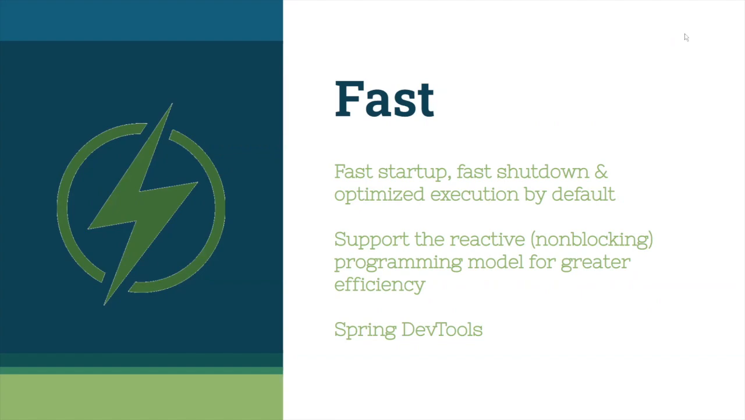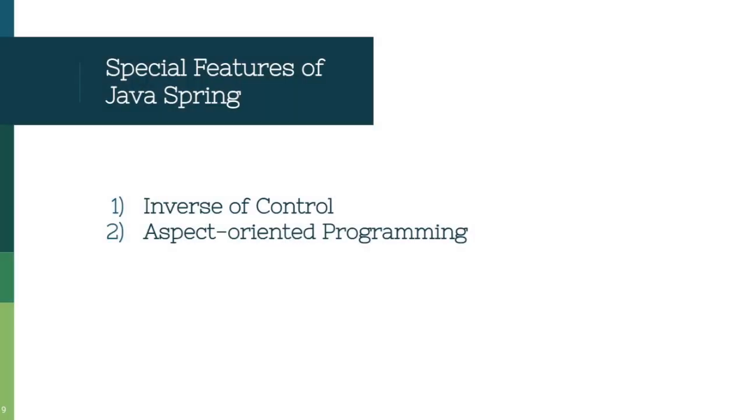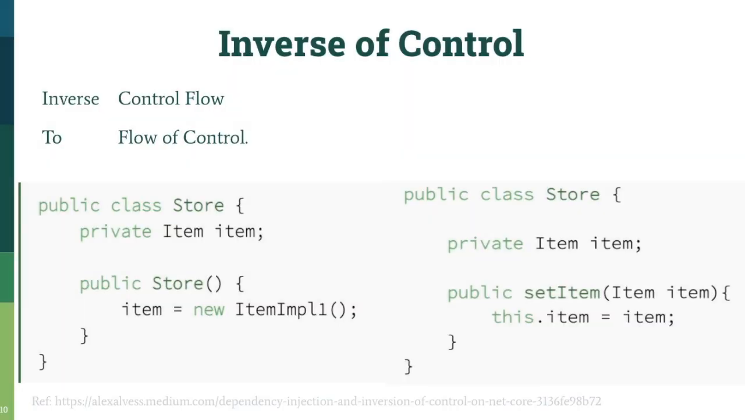Now we have the basic knowledge of Spring. Next, let's move further into the details. Now let's talk about the special features of Java Spring, inversion of control and aspect-oriented programming. The first one is inversion of control. Inversion of control is not a technique, it's more like a thought.